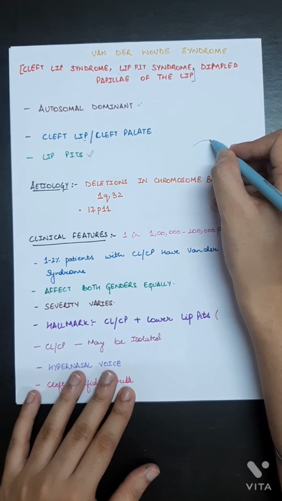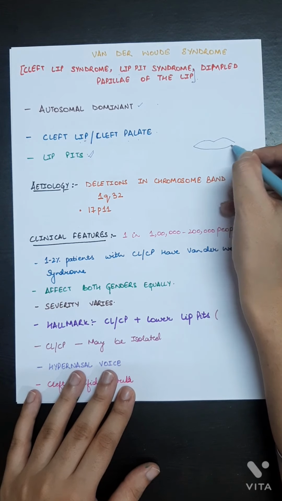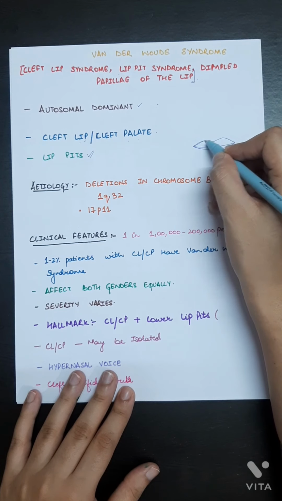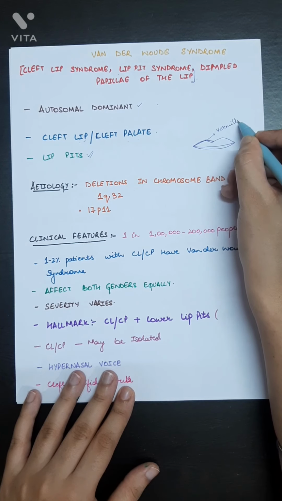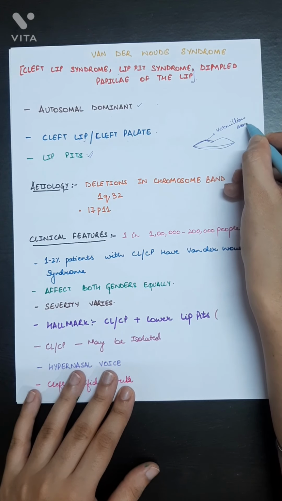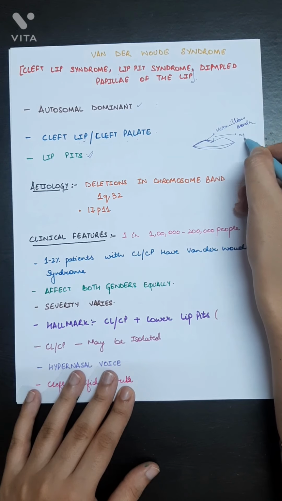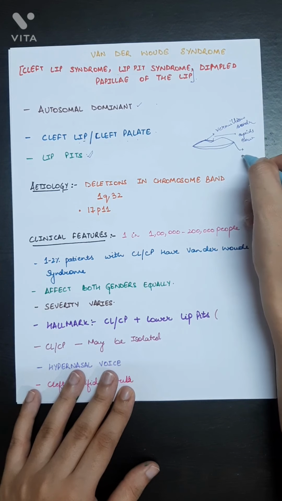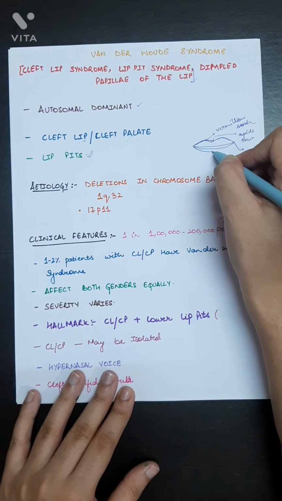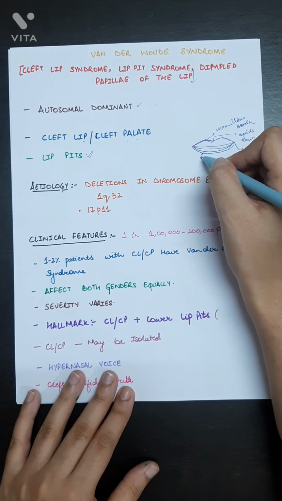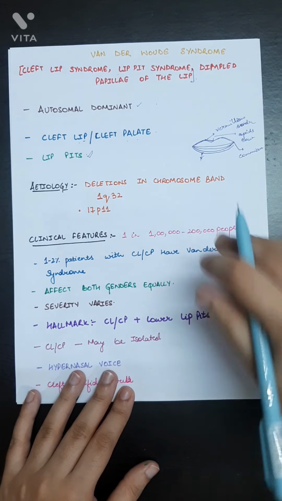Suppose this is your lip. So the vermilion surface, this is the vermilion border. This is the Cupid's bow. Lip commissure, right? So these are the pits which are present on the vermilion border of the lip. They are basically present on the lower lip, right? Lip pits.